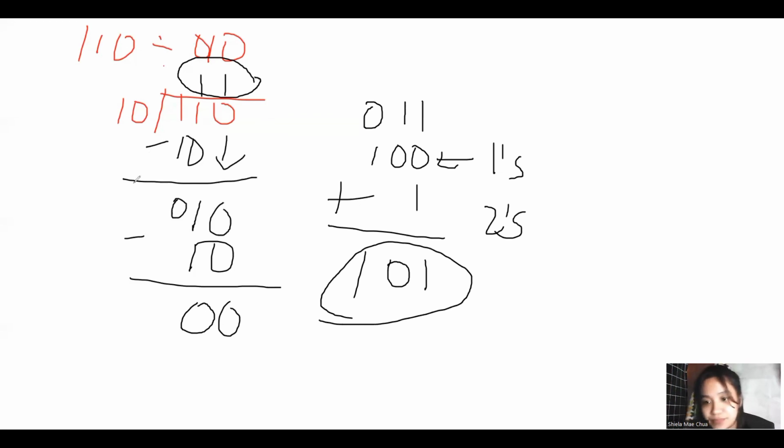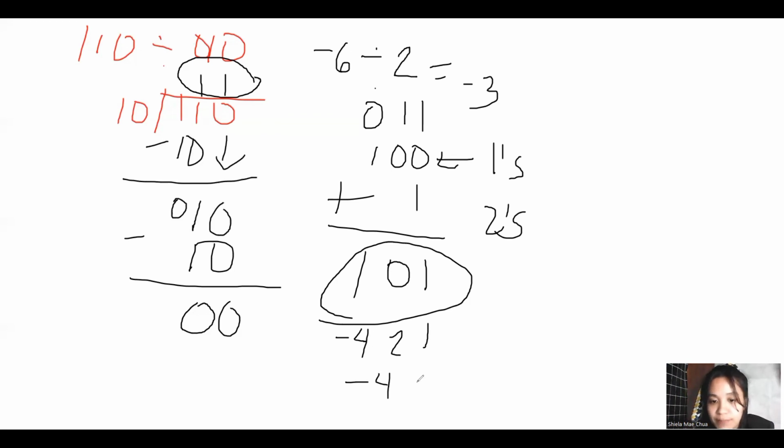But to check this, 1, 1, 0 divided by 0, 1, 0. 1, 1, 0 is basically negative 6, divided by 2, because 0, 1, 0 is equal to 2. The answer that we need to get is negative 3. Is 1, 0, 1 equal to negative 3? Let's see. If this is 4 and 2 and 1, and because this is 1, it will become a negative. So negative 4 plus 1 is basically negative 3. So we get the correct answer.